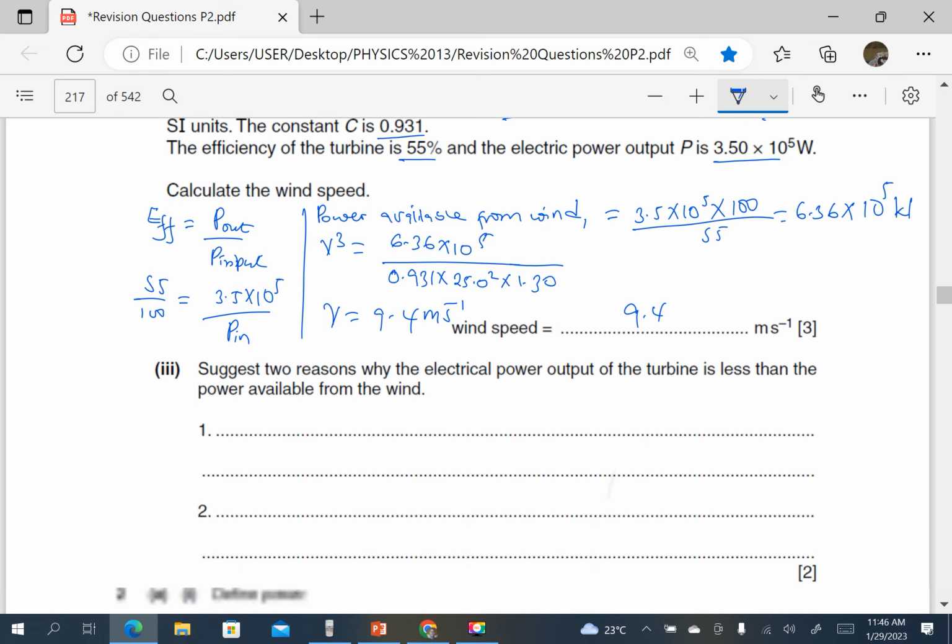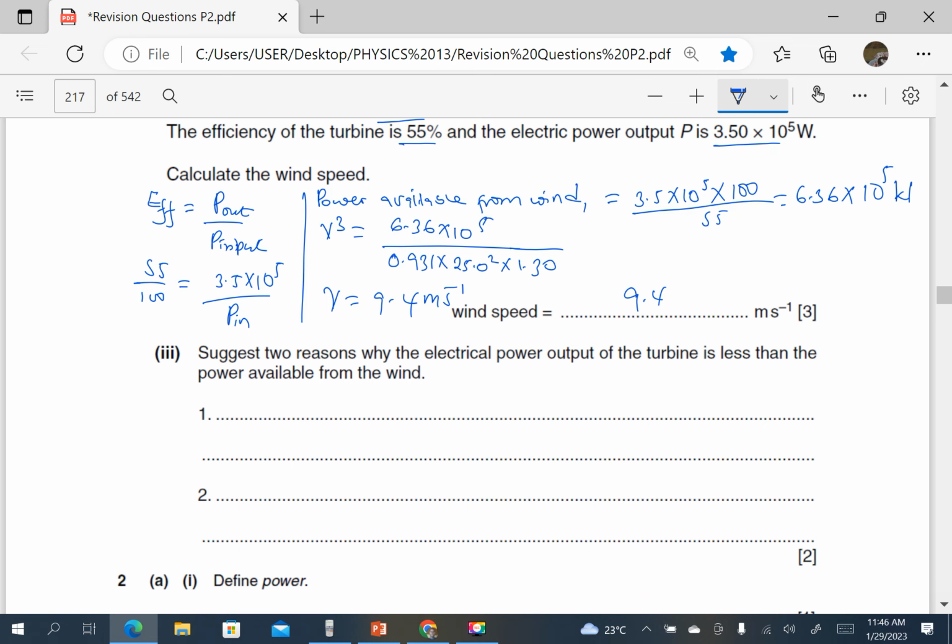Suggest two reasons why the electrical power output of the turbine is less than the power available from the wind. So number one, not all the kinetic energy of the wind is converted to kinetic energy of the blades. Some of it is wasted to overcome friction of the blades. That's number one.